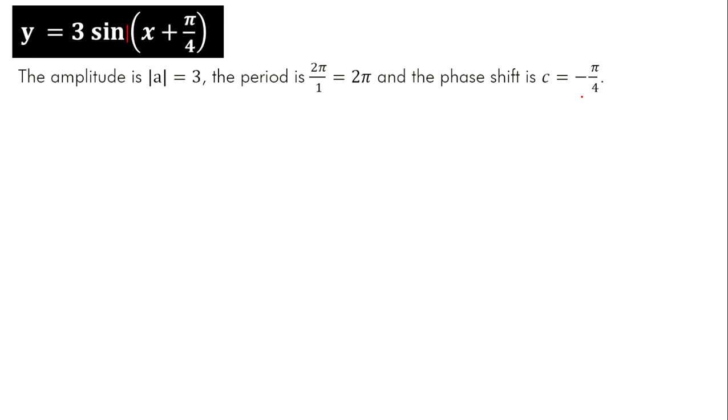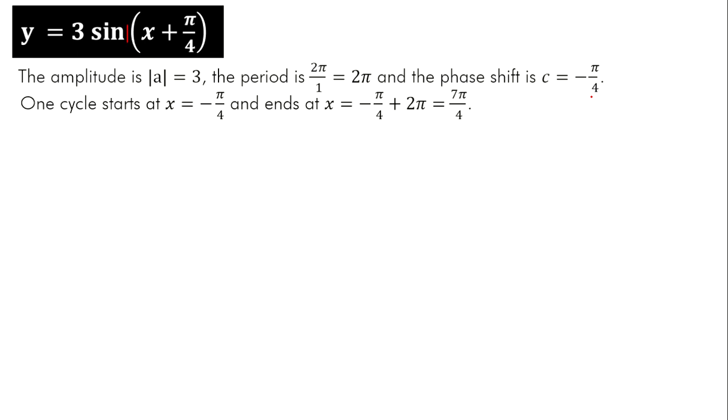So since we are going to shift it horizontally, the period will also change. Instead of starting from 0, we're going to start at -π/4. And then for us to identify its end, all you need to do is add its period. Our period here is 2π.